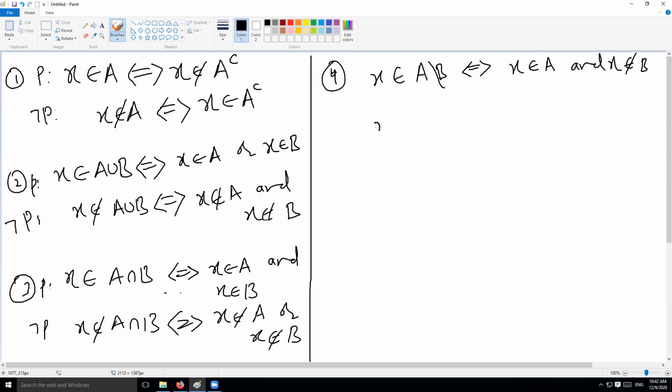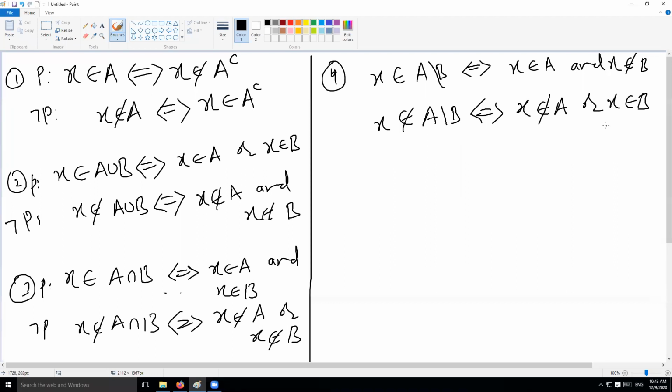What would be the negation of it? What is the meaning of X not in A minus B? This is going to be true if and only if, just negate this. And what would be the negation of this? This is going to be X is not in A or X is in B. So an element is not in A difference B. There can be two reasons for it. Either this element is not in A, so therefore, the element is not in A minus B. Or the second reason could be that X belongs to B actually.